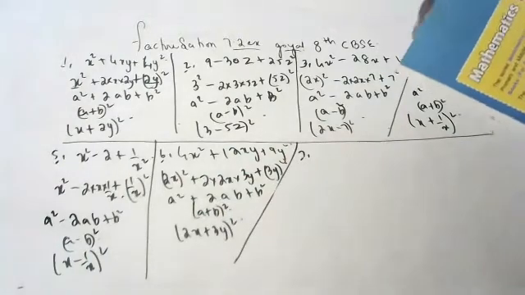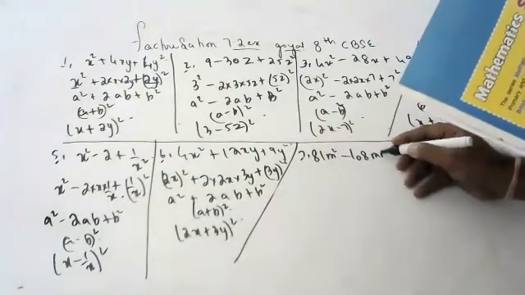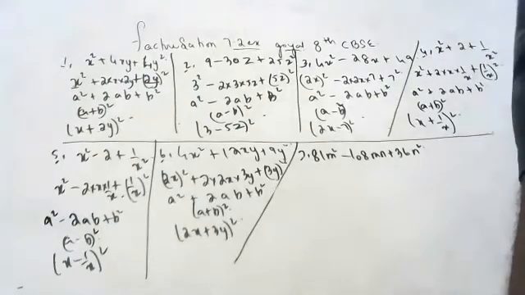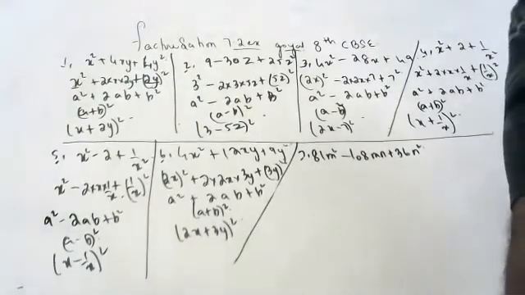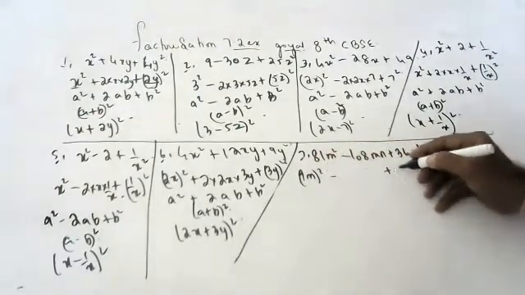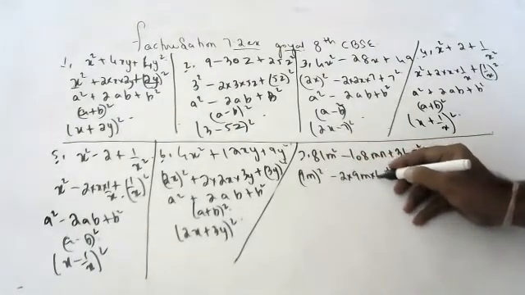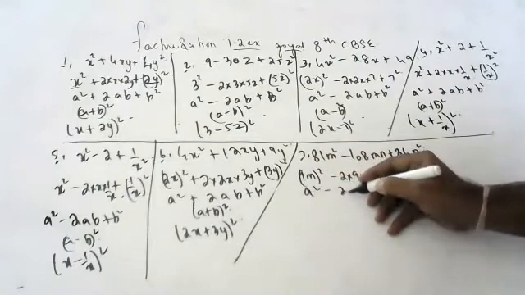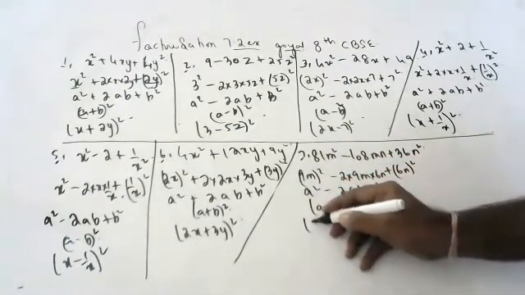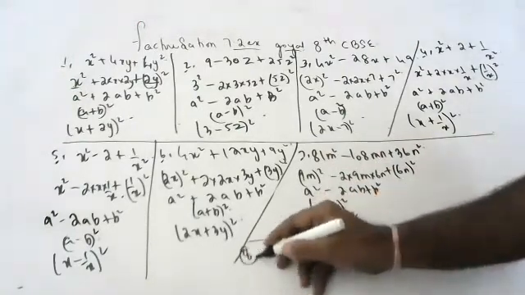Nandika, 81m square minus 108mn plus 36n square. So children, this is 9m whole square. This is 6n whole square, minus 2 into 9m into 6n. This is in the form of a square minus 2ab plus b square, which is nothing but a minus b whole square. So 9m minus 6n whole square. Okay. Next.